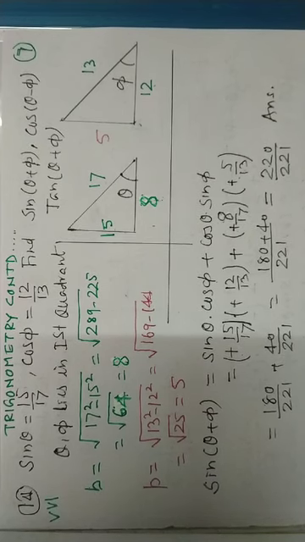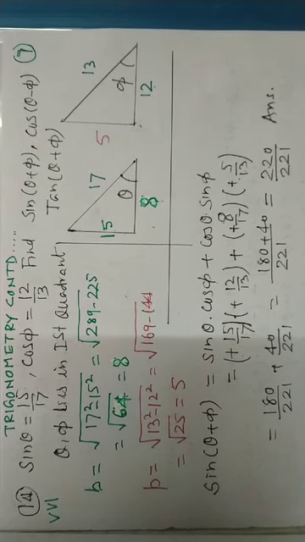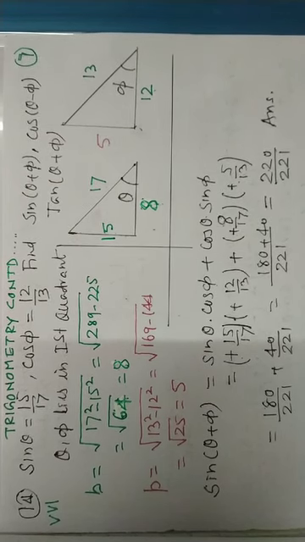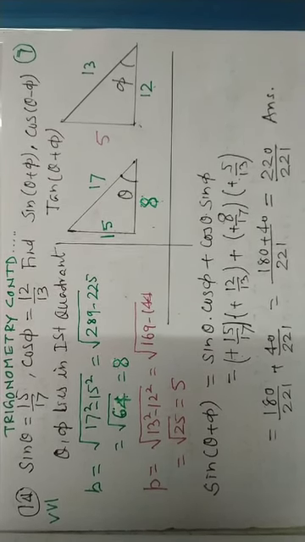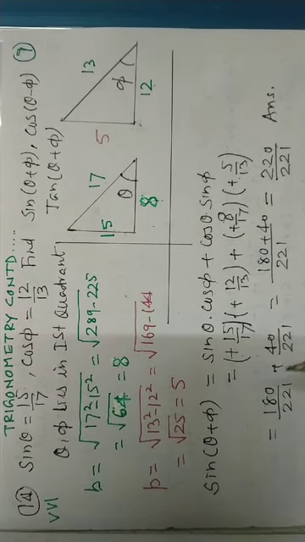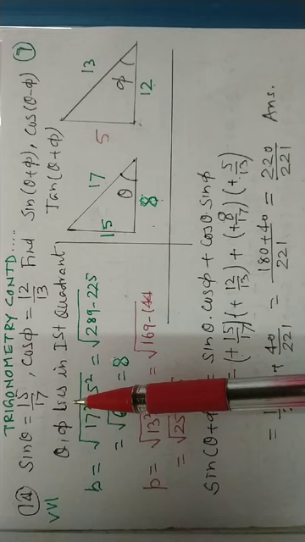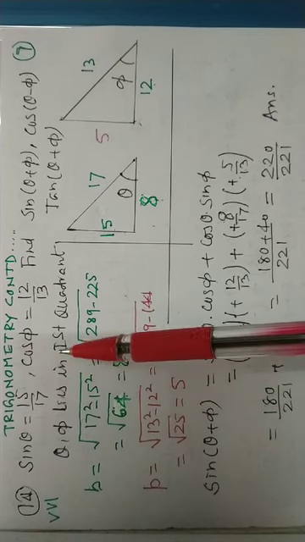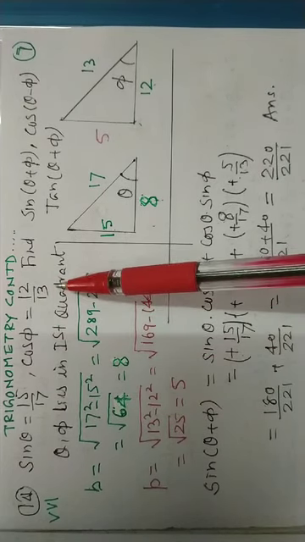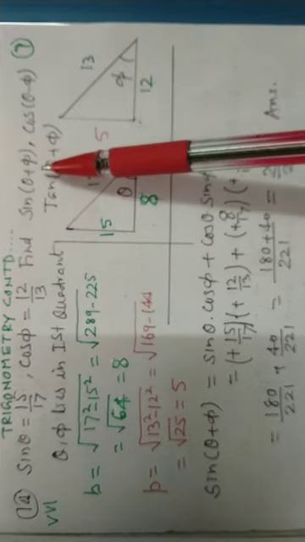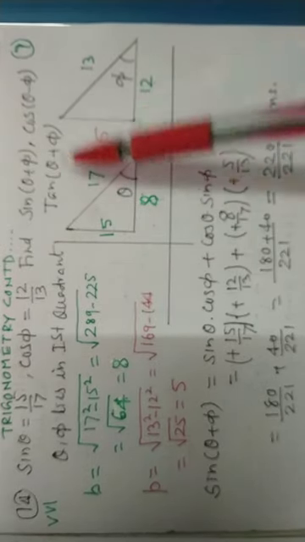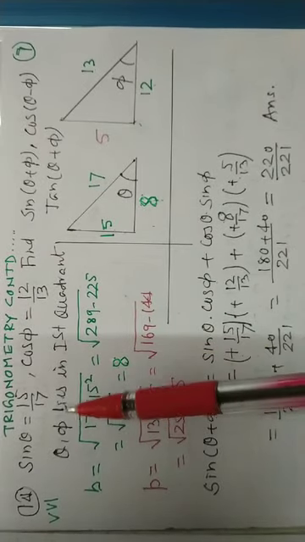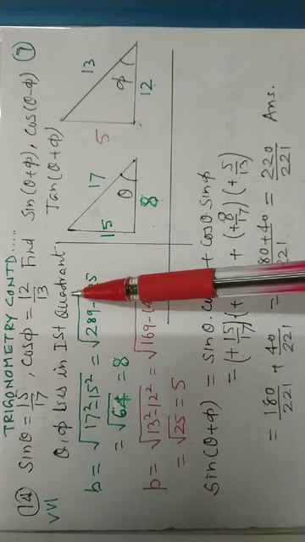Hello children, I am going to continue trigonometry for class 11 students. This is question number 14. If sin theta is equal to 15 by 17 and cos phi is equal to 12 by 13, find the value of this, where theta and phi lie in the first quadrant.